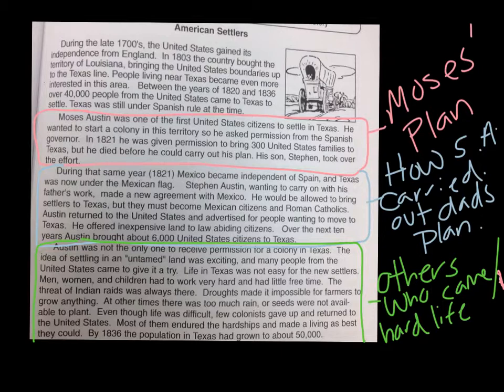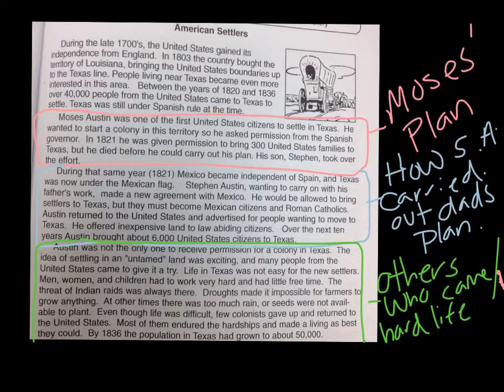Austin was not the only one to receive permission for a colony in Texas. The idea of settling in an untamed land was exciting, and many people from the United States came to give it a try. Life in Texas was not easy for the new settlers. Men, women, and children had to work very hard and had little free time. The threat of Indian raids was always there. Droughts made it impossible for farmers to grow anything. At other times, there was too much rain or seeds were not available to plant. Even though life was difficult, few colonists gave up and returned to the United States. Most of them endured the hardships and made a living as best they could. By 1836, the population in Texas had grown to about 50,000 people.